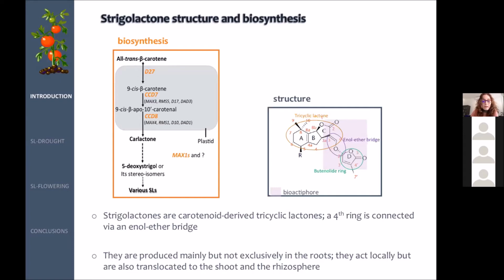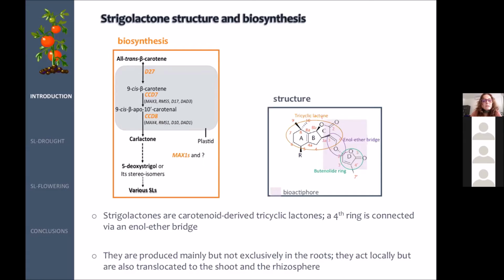Good. Well, anyway, so what are strigolactones? They are a family of molecules that share a tricyclic lactone structure connected to a fourth cycle by an enol-ether bridge, and they're produced from carotenoids in the plastids, where they are first isomerized and then further cleaved and rearranged by 2 carotenoid cleavage dioxygenases named CCD7 and 8.